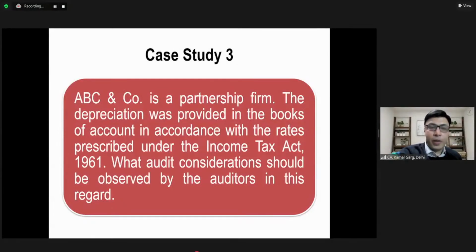What audit considerations should be observed by the auditors in this regard? For this particular case study number 3, I request you to take 40 seconds, and second request is don't search on Google. Yes, any answer now? I give 40 seconds. The time starts now.